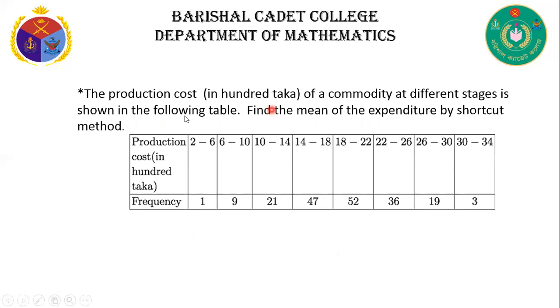Now the production cost in 100 taka of a commodity at different stages is shown in the following table. Find the mean of the expenditure by the shortcut method. Now let us try to solve problems using the shortcut method. Here given production 2 to 6, frequency 1; 6 to 10, frequency 9; 10 to 14, frequency 21; 14 to 18, frequency 47; and 18 to 22, frequency 52. In the same way, 30 to 34, frequency 3.